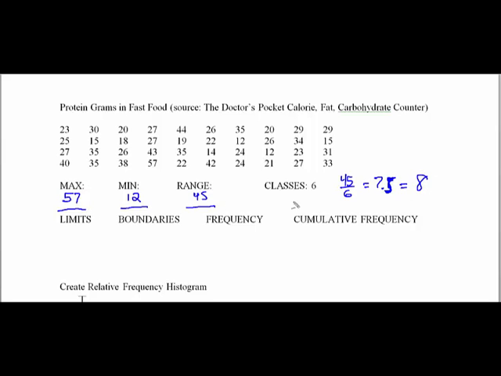But since we easily rounded up, we're now going to have you start off with your minimum score of 12 and create all of your limits, all of your boundaries, all of your frequencies, and your cumulative frequencies. Please pause the video and do this. I am going to show you the correct answer once you unpause it. Okay, let's go take a look here.